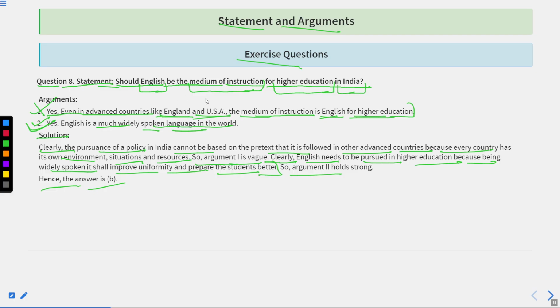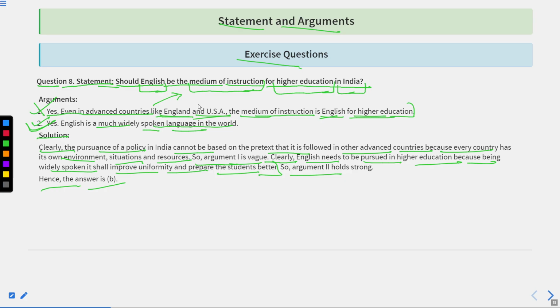So once we are comparing it with any other objects, countries, persons, that argument by itself becomes a weak argument, because your argument is based on a comparison and it cannot be given a strong base. And at the same point of time, it should be fact based.